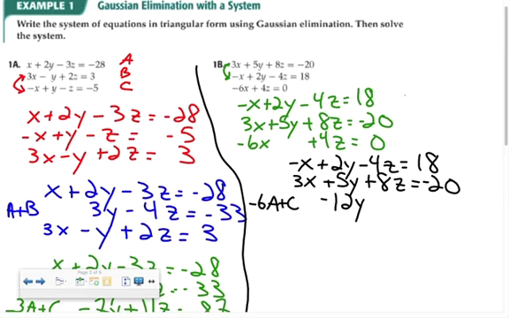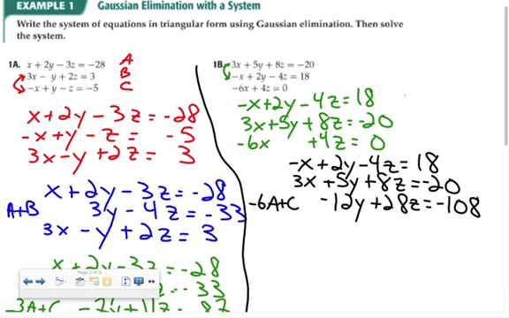Positive 24z plus another 4z is 28z. And 6 times 18, actually negative 6 times 18, is negative 108, plus 0 is negative 108. Now I'm going to multiply the first equation by 3 and add it to the second equation.